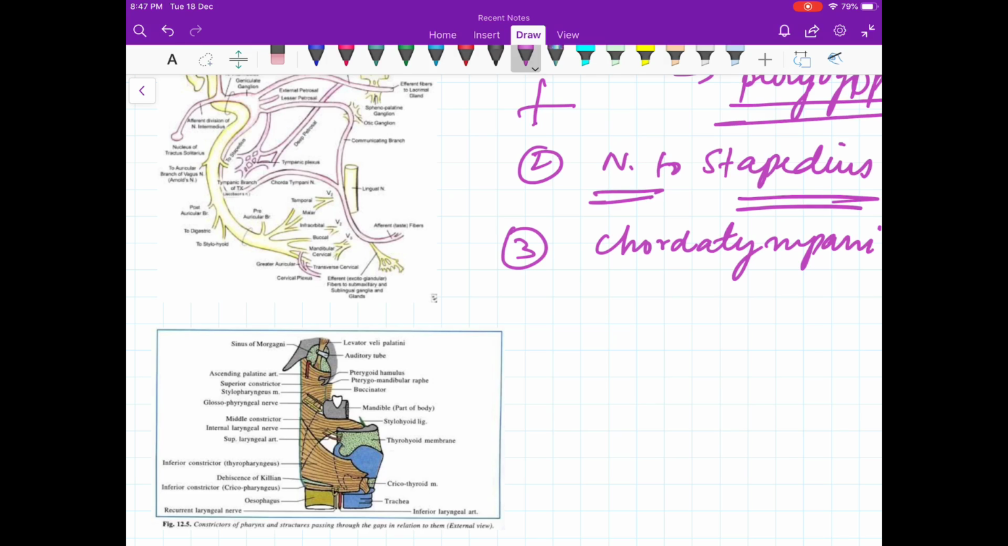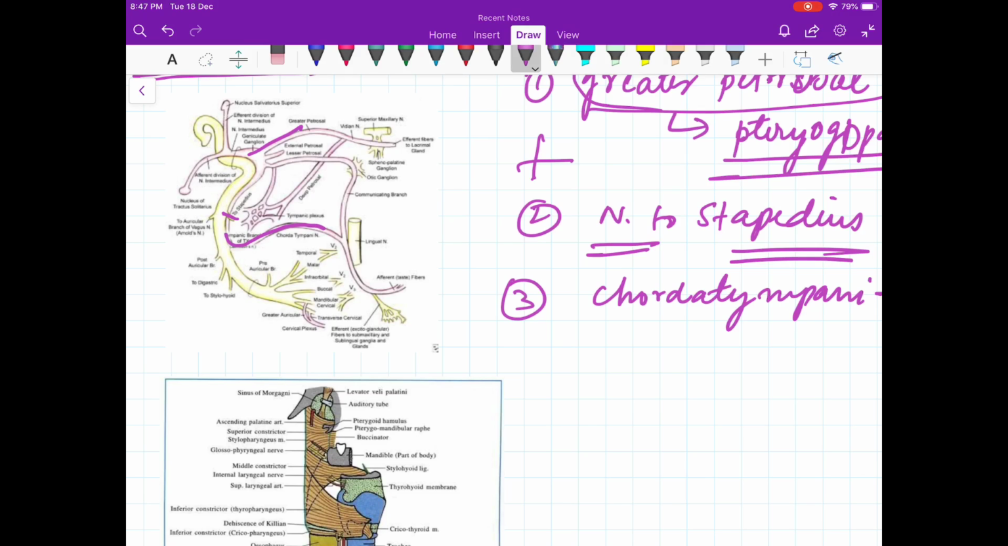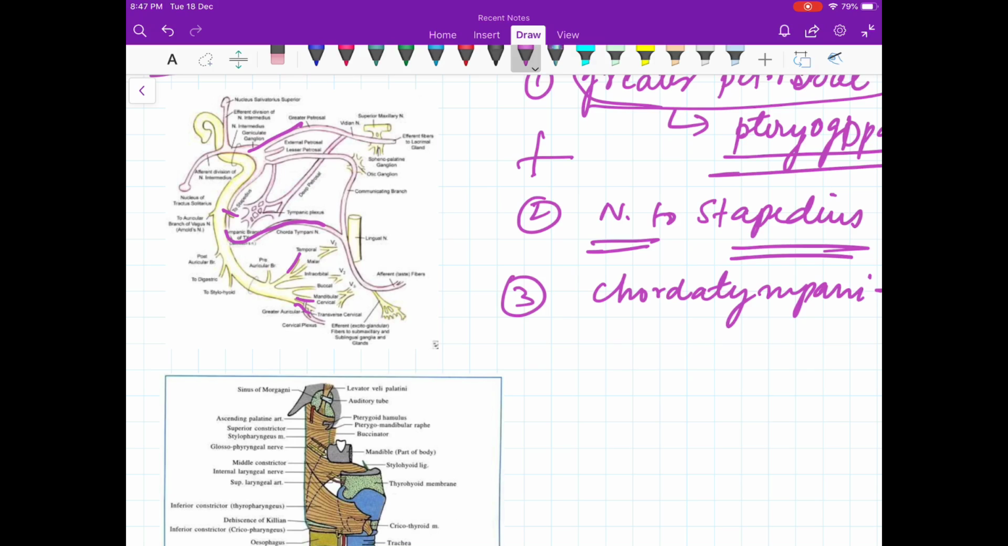Okay friends, so here you see the greater petrosal nerve, the nerve to stapedius, the chorda tympani nerve, and it comes out through the base of the skull, and it divides into temporal branch, zygomatic, mandibular, cervical, buccal branch.